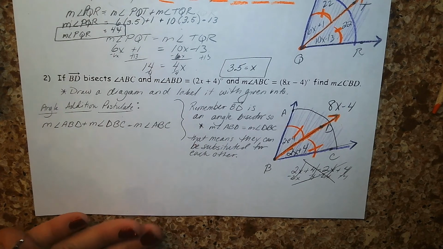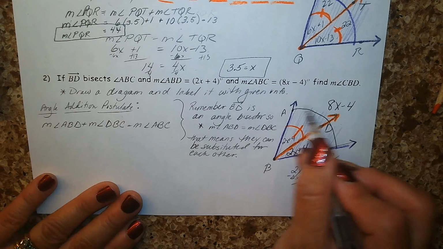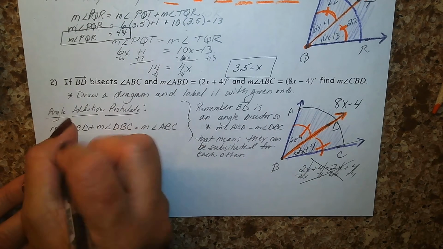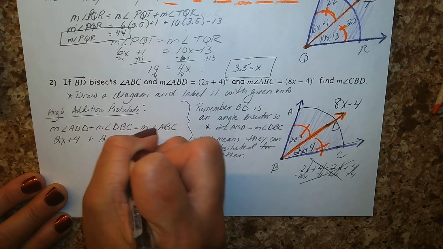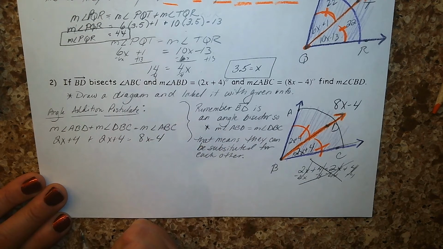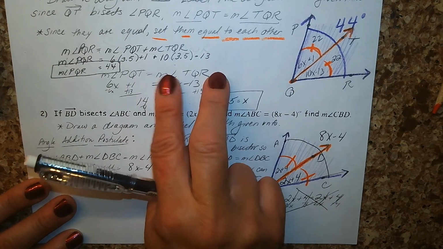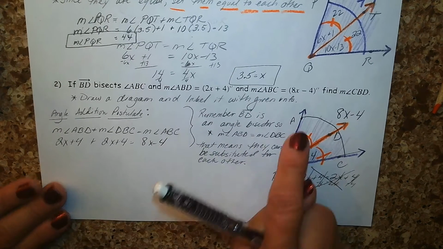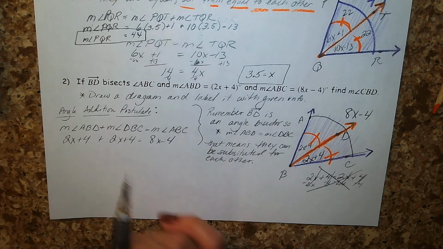Instead, I'm going to straight up use the angle addition postulate on this one because I have 1, 2, 3 pieces of information now. When I have 3 things, I can use this angle addition postulate. So 2x plus 4 plus another 2x plus 4 is equal to 8x minus 4. See, up here, I only had the 2 little ones. I only had 2 things. So when I had 2 things like that, I needed to set them equal to each other to be able to solve for x. Here I have now 1, 2, 3. So I need to use angle addition postulate to be able to set that up.